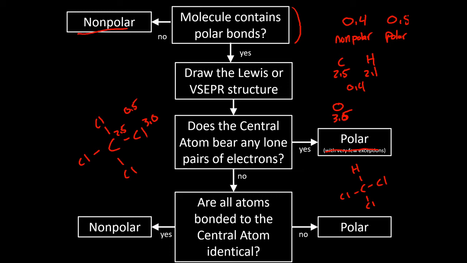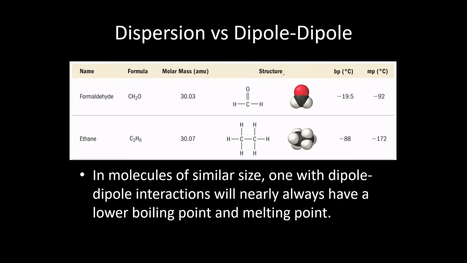Some of them are getting canceled out, but not all of it. And so this ends up being a polar molecule. All right. So, just giving you an idea of the relative difference between dispersion and dipole-dipole in terms of their relative strength. Remember we said that boiling points can be used to guesstimate, for lack of a better term, the strength of intermolecular forces.